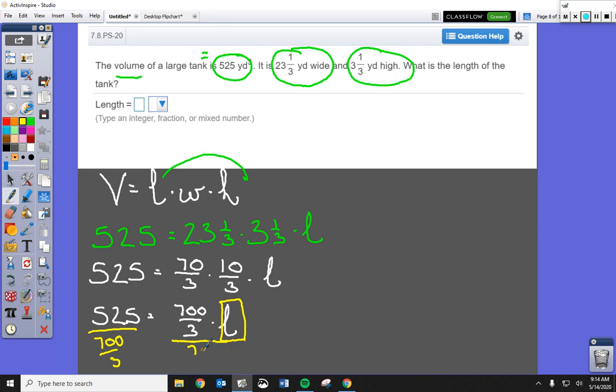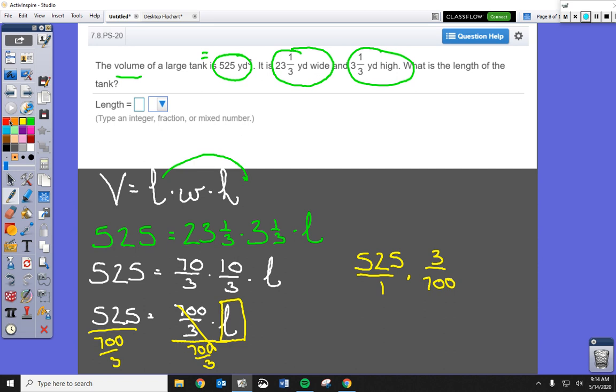Now, that 700/3 becomes our divisor. When we are multiplying or dividing fractions, we take the reciprocal of that divisor and multiply. This cancels out. I'm now left with 525 over 1 times the reciprocal, which is 3/700. Now, I'm pretty confident that 25 goes into both of these.